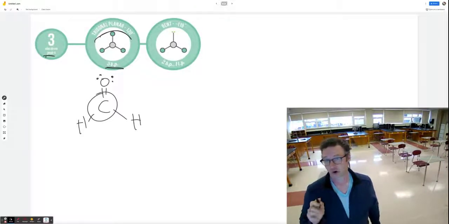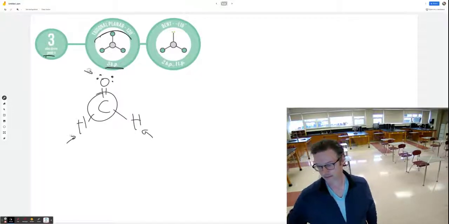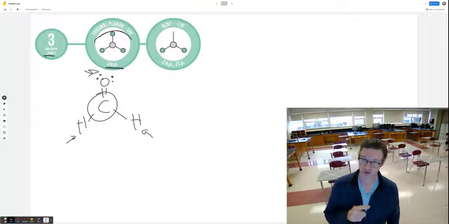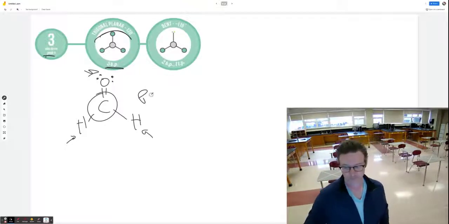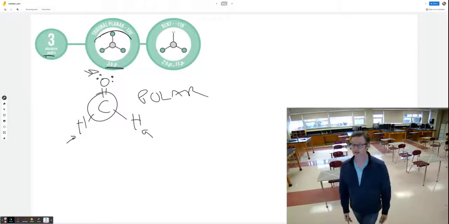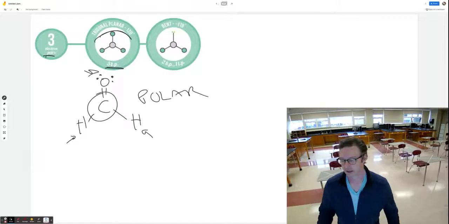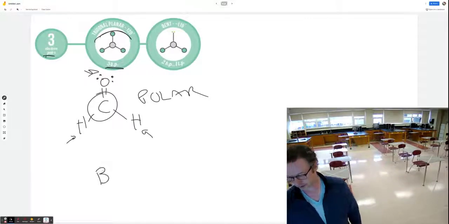Question number 1, are all the terminal atoms the same? 3 terminal atoms here. 2 hydrogen and an oxygen. One of these things does not belong. Polar. Okay, you have 3 terminal atoms. One of them is different. It's a polar molecule. I'm going to go back because I do want to show you an example that's nonpolar.